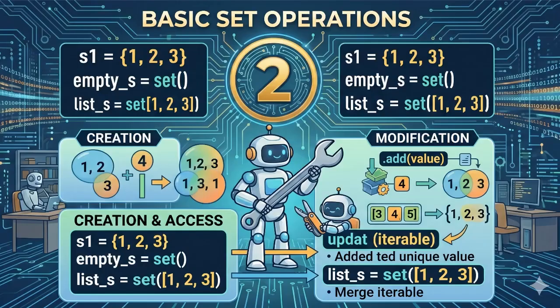Let's analyze the code shown. S1 equals {1, 2, 3}, this creates a set using curly braces. Empty_s equals set(), this creates an empty set using the set function. List_s equals set([1, 2, 3]), this converts a list into a set. Even if the list contains duplicates, the set will remove them automatically.